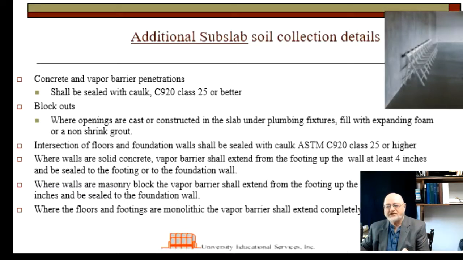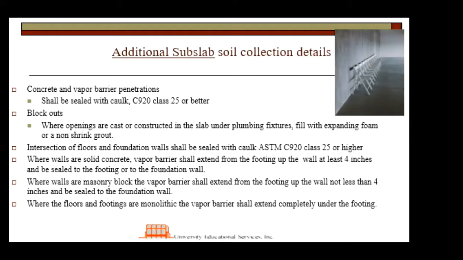You're to run the vapor barrier up 4 inches along the foundation walls, and then seal them at the top, of course. And regardless of whether it's concrete poured foundation or concrete poured walls or block walls, masonry block walls, the vapor barrier goes up the same 4 inches. If you're pouring the floor and the footings all in one shot, so to speak, then the vapor barrier, you're going to put that down first, obviously, and you're going to put that completely under the footing as well.